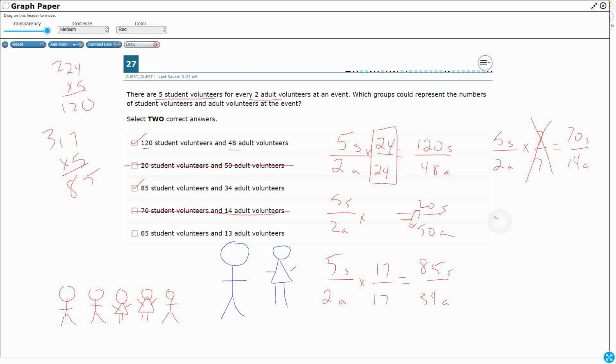And then let's do the 5 students to 2 adults, multiply by something that's going to get me 65 students, 13 adults. Well, that's going to be weird because if I multiply by 13, 5 times 13 gives me 65, but that doesn't work, right? 2 times no whole number gets me 13, so that doesn't work either. All right, so it's the first and third option.